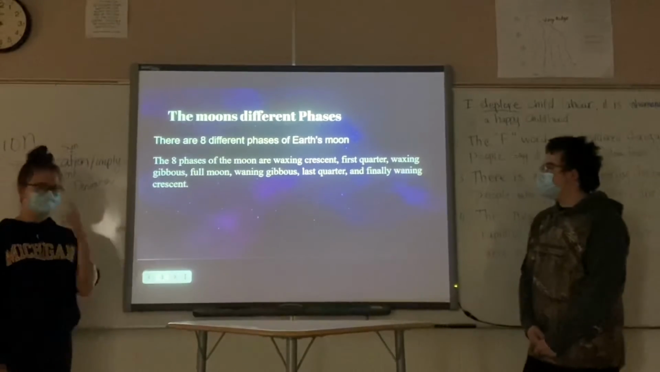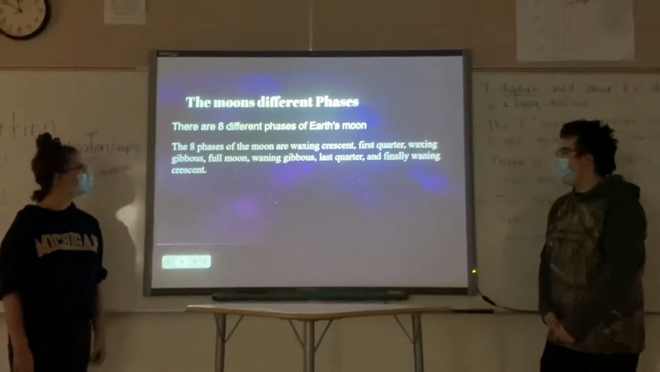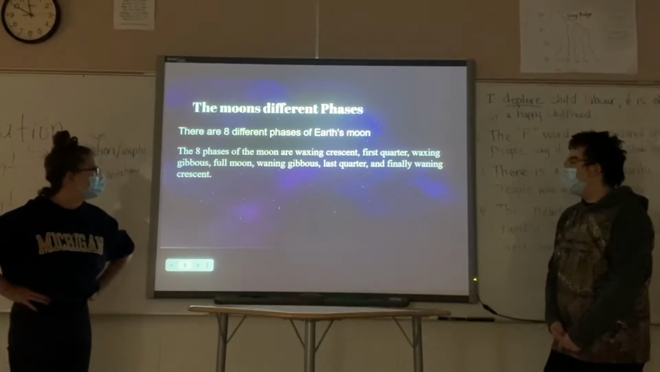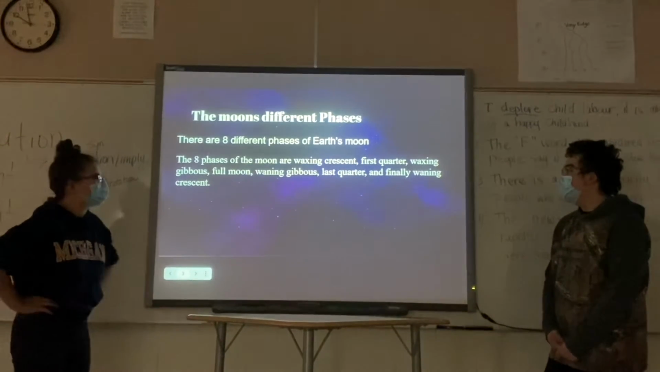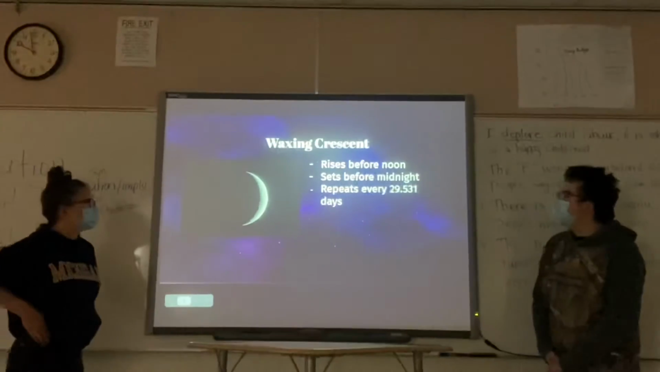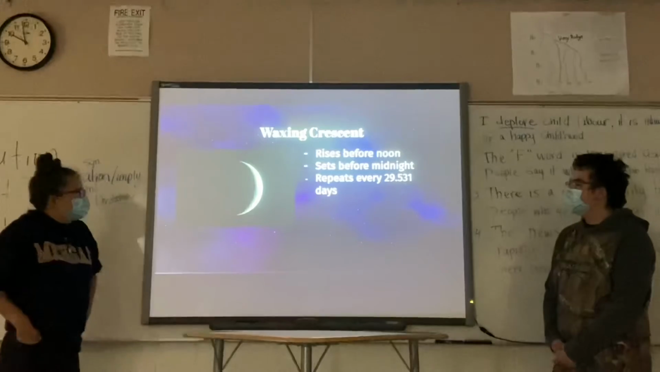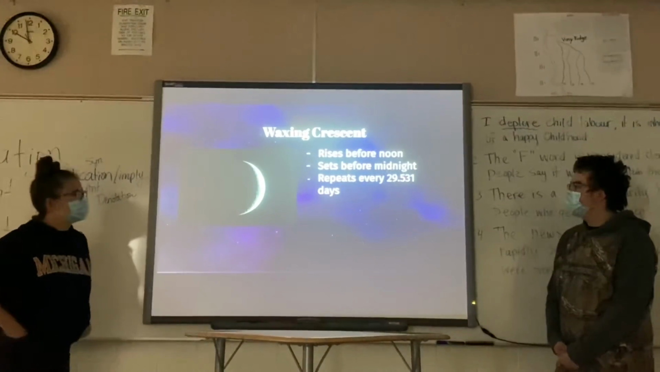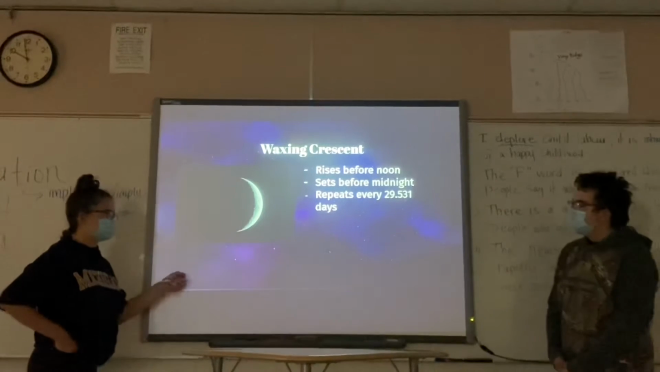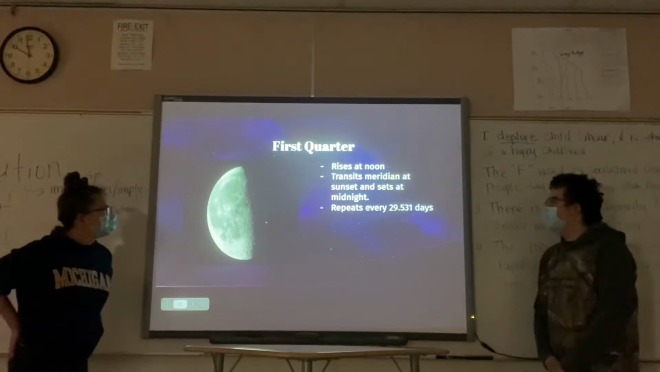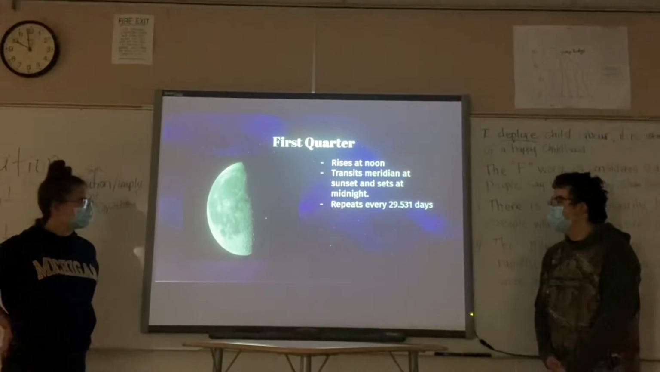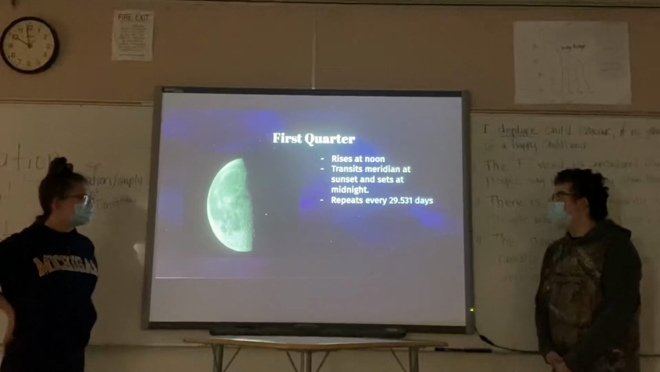There are 8 different phases of Earth's moon. The 8 phases of the moon are waxing crescent, first quarter, waxing gibbous, full moon, waning gibbous, last quarter, and finally, waning crescent. Waxing crescent rises before noon, sets before midnight, and repeats every 29.531 days. First quarter rises at noon, transits meridian at sunset, sets at midnight, and repeats every 29.531 days.